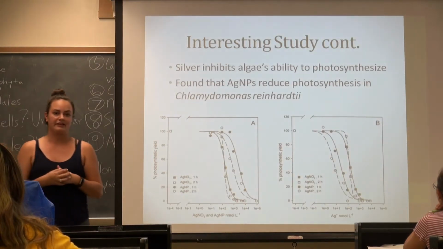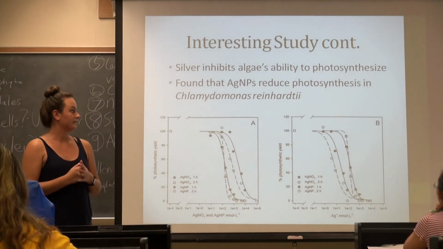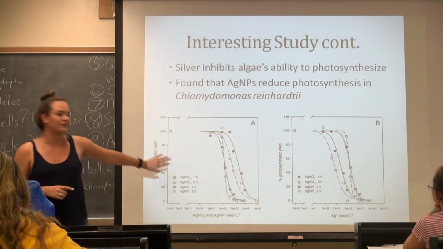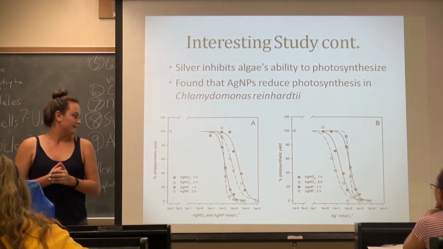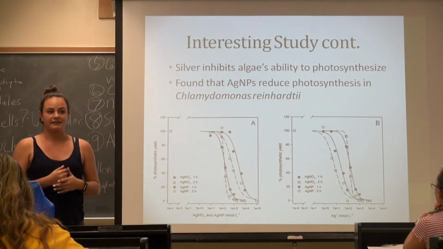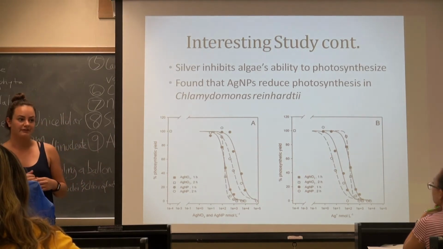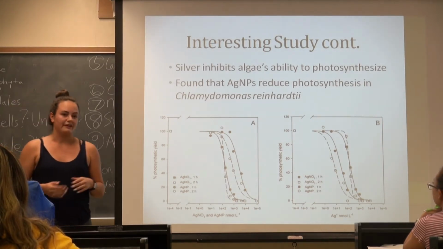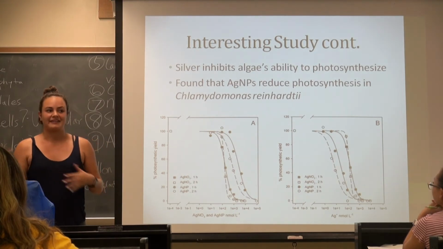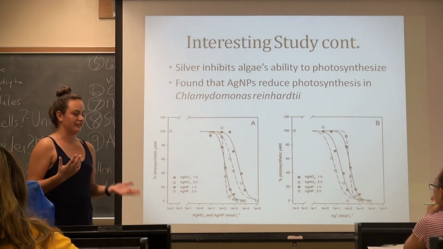They also compared it to silver nitrate, and these are two graphs I took from the study. They found that the silver is actually inhibiting the algae's ability to photosynthesize. If they can't photosynthesize, they can't get the energy and everything they need, and the algae will eventually die.